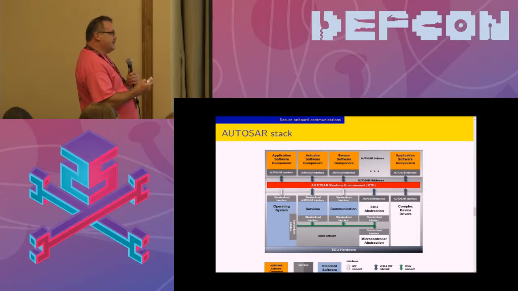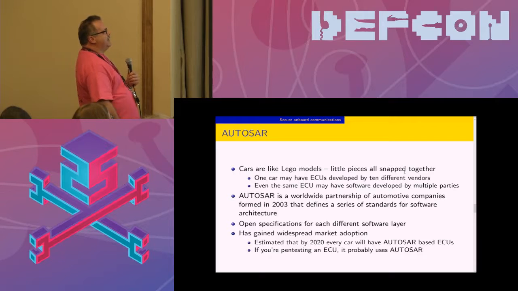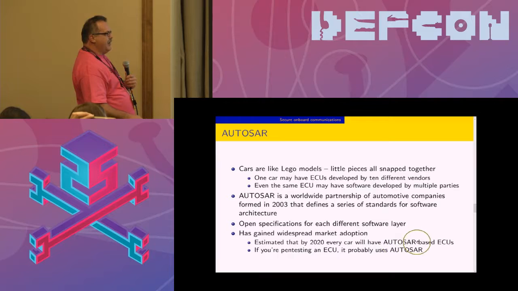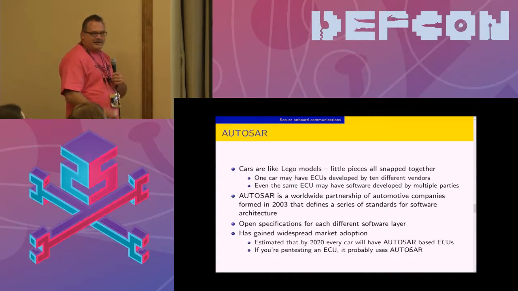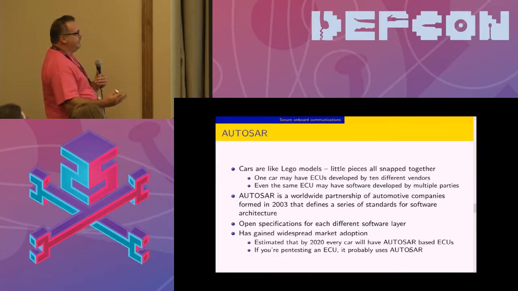So of course, in order to be an open system and make everything standardized, we have this concept of AUTOSAR. And that's where we're all really, really moving to. So estimates are by 2020, all those new cars coming off the line will essentially be AUTOSAR based. So that means this will be some interesting information, because if you're pen testing, that means AUTOSAR is probably involved, which pretty much means that what we're about to talk about is going to be there.